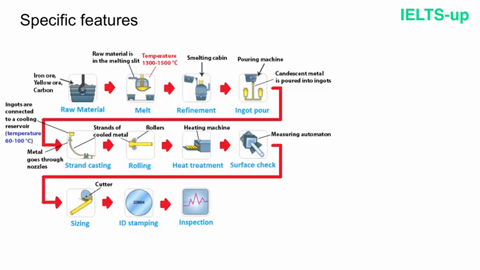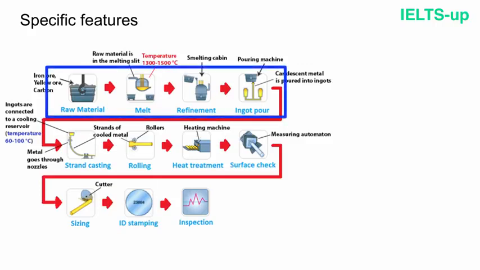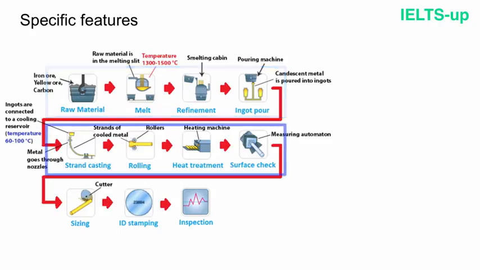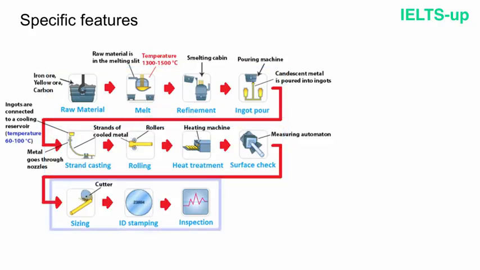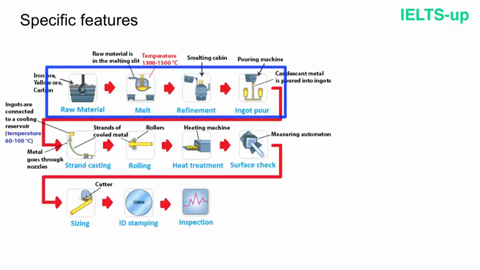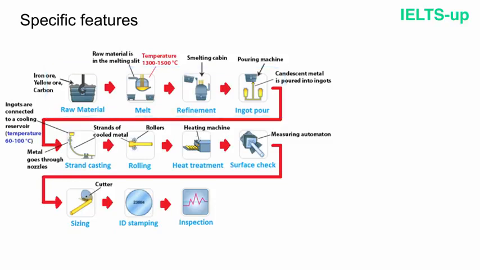I decided to divide the specific features into 3 paragraphs, so that the first paragraph writes about the first 4 stages of our process. The second paragraph writes about the next 4 stages, and the last paragraph writes about the last 3 stages. Now, I will explain to you how to describe each stage of our process. Let's take a closer look at the first 4 stages. What does the diagram show?